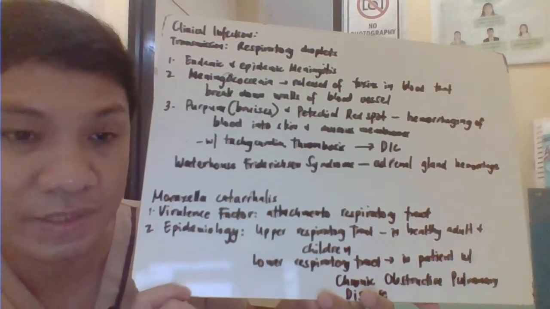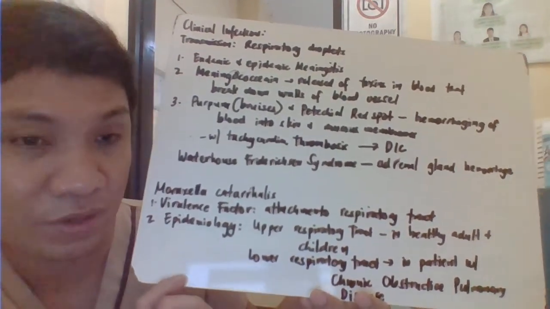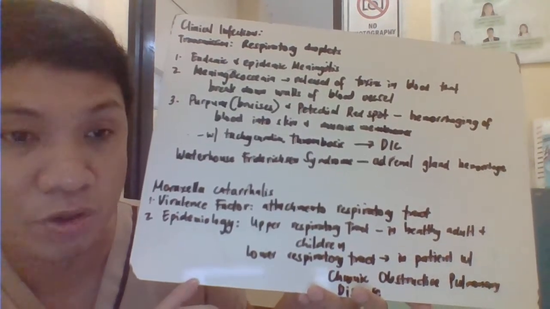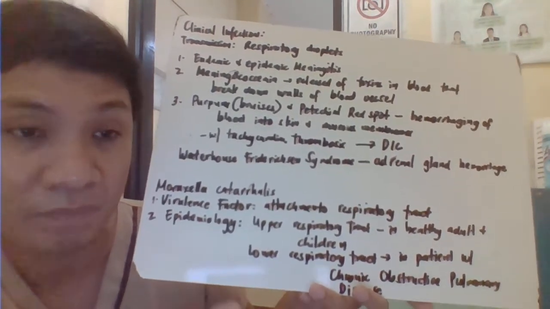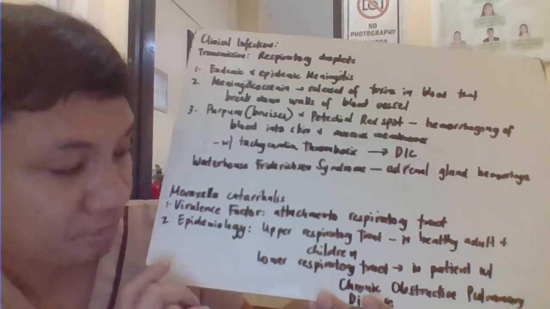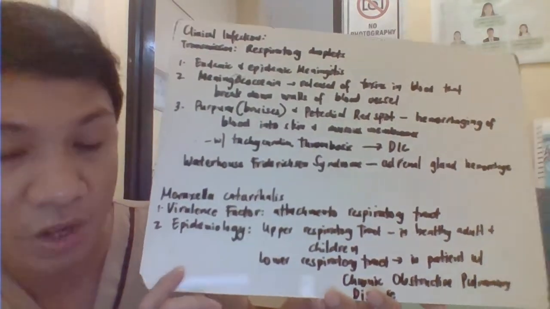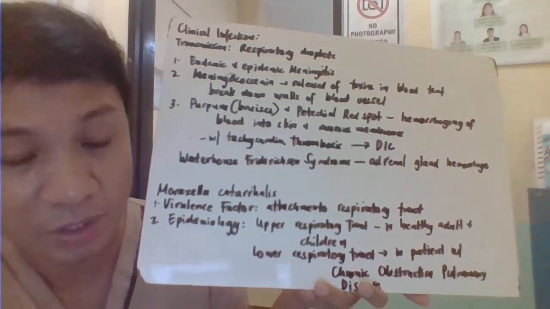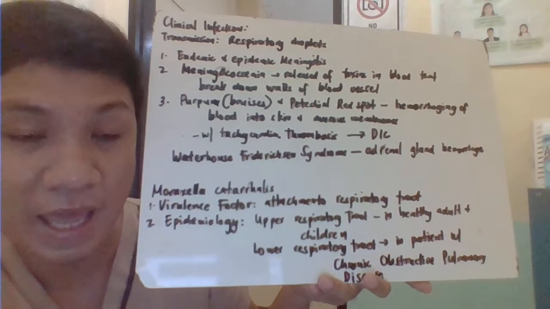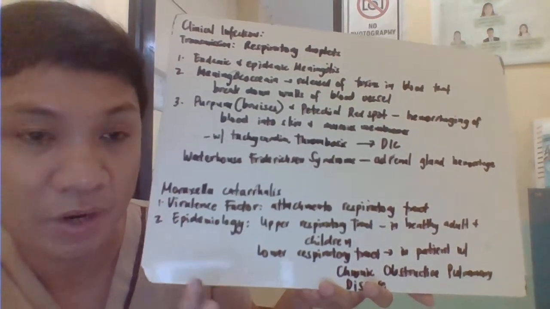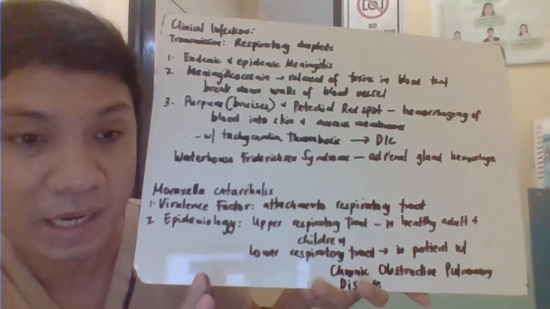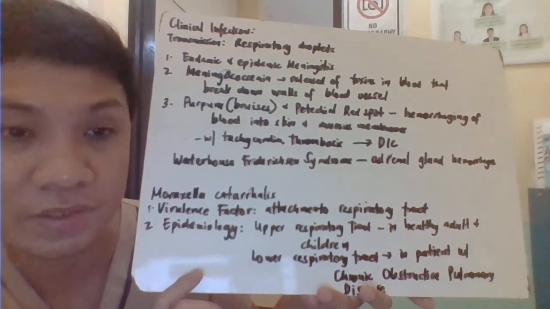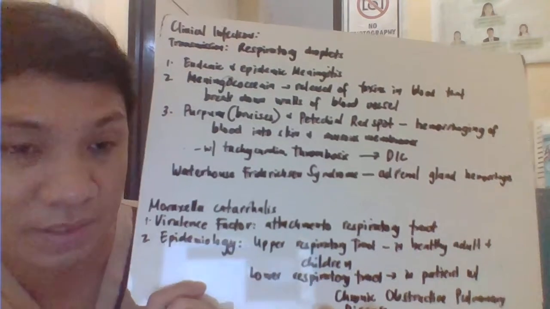Now we go to Moraxella catarrhalis. Its virulence factors include adherence, which allows it to adhere to your upper respiratory tract. For the epidemiology, Moraxella catarrhalis is a commensal. It can be found normally in healthy patients in the upper respiratory tract, primarily young children and adults, but in the lower respiratory tract, it causes chronic obstructive pulmonary disease.